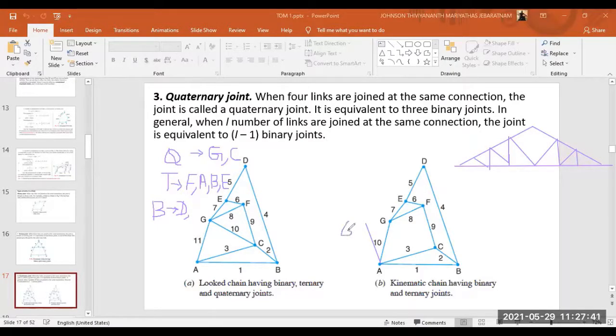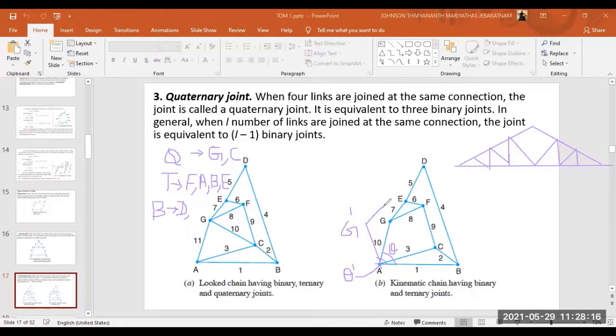I can rename it as G dash, okay? And this angle which was previously theta, now I consider it as theta dash, okay? So if it's a kinematic chain, it should move, right? It should move in a direction. So what will happen if I move this G link here, right? This entire structure may move like this, right?